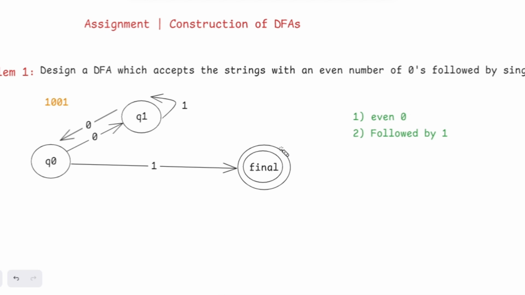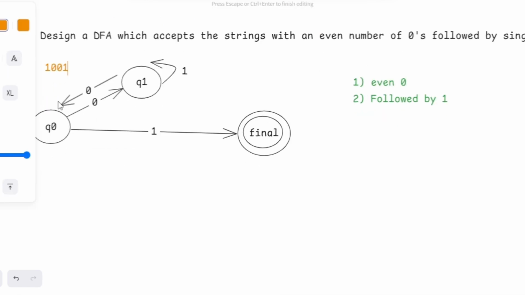And when it's in the final state and it gets an input of 1 or 0, that means the string is not over yet, right? If this 101 is actually 1010, is that a valid string? Because it should have an even number of zeros followed by a single one.